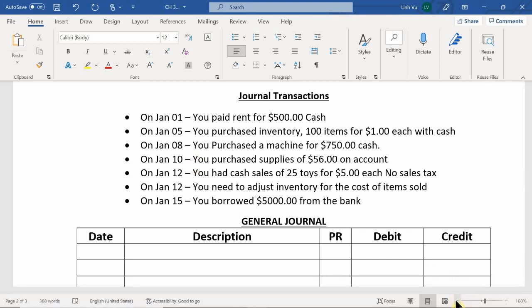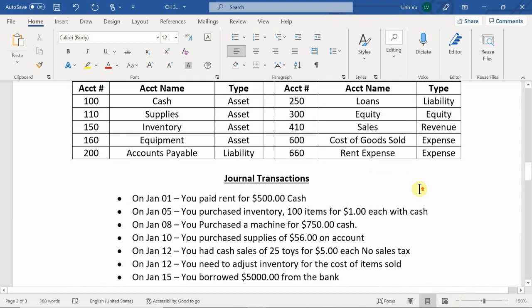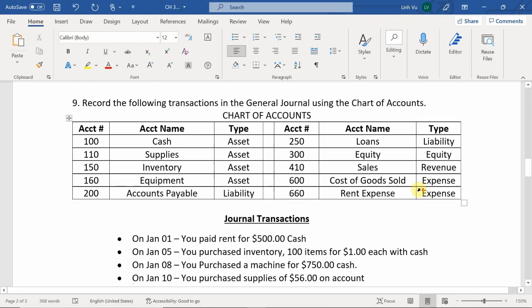So let's go ahead and practice, okay? On January 1st, you paid rent for $500 cash. So in this case, I paid rent with cash. This is also where you need your accounting model to determine how to use the debit and credit system, okay? So in this case, I paid rent $500 with cash.